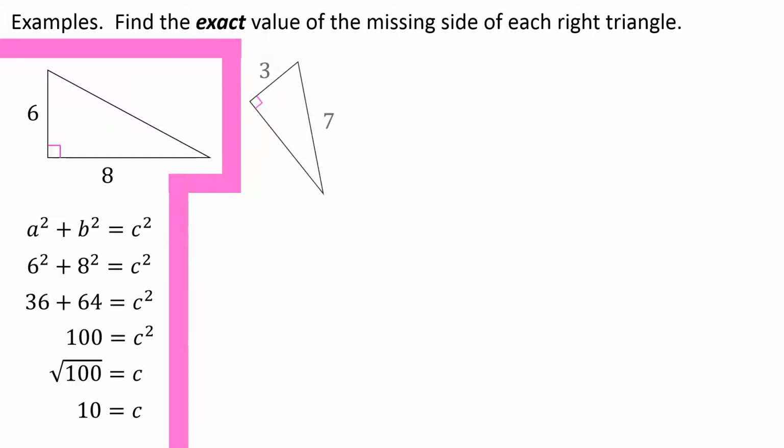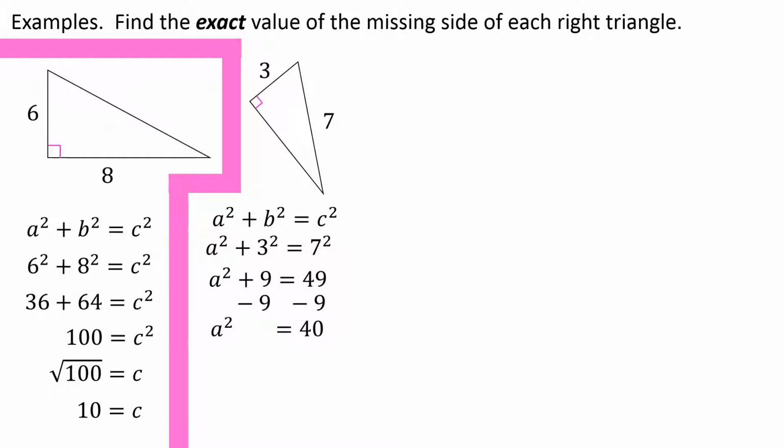Now, gotta stay on your toes because we don't always add. Right? We start by squaring some numbers, but we don't always do some addition. Notice on this right triangle, we actually know the hypotenuse. We know the hypotenuse is 7. We're looking for a leg. So after I square the numbers, I have to actually subtract because I'm trying to isolate the variable. Opposite of adding 9 is subtracting 9. Of course, now I can take the square root.